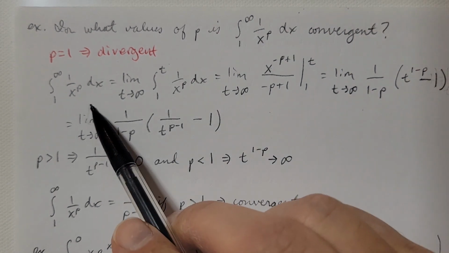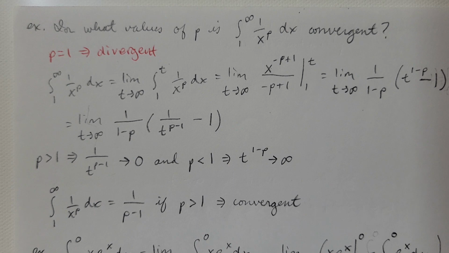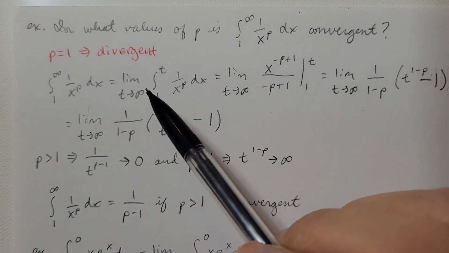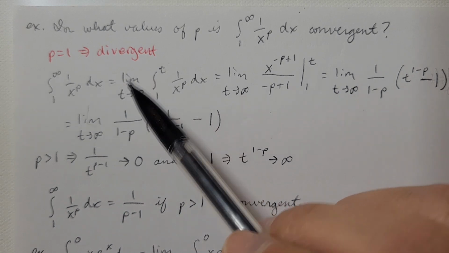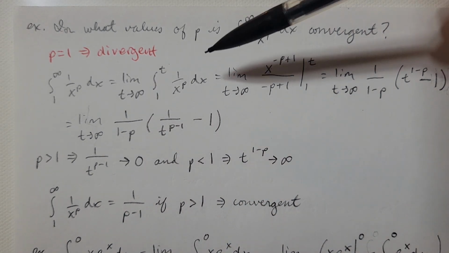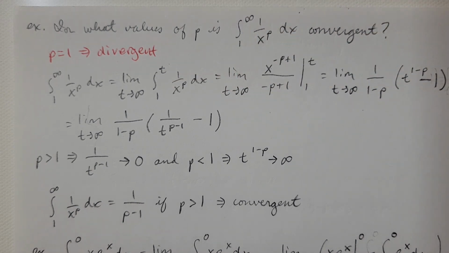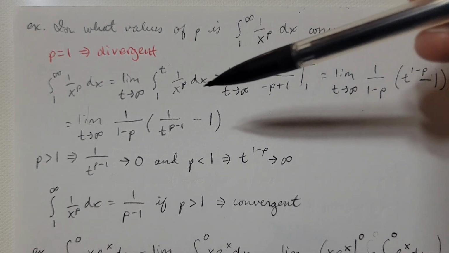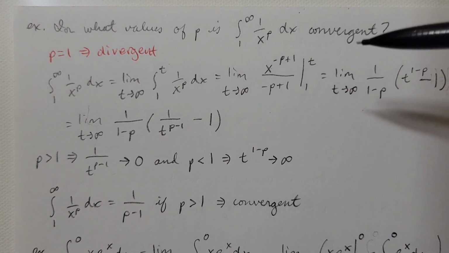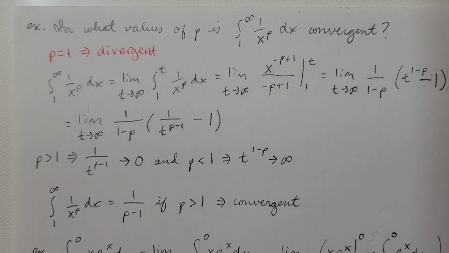Well, if we integrate this function, again, I've got an improper integral, so the first thing that I'm going to do is use the limit definition. That is always going to be the first thing that I do. So it's going to be the limit as t approaches infinity of the integral going from 1 to t of 1 over x to the p dx. 1 over x to the p, that's the same as x to the negative p.